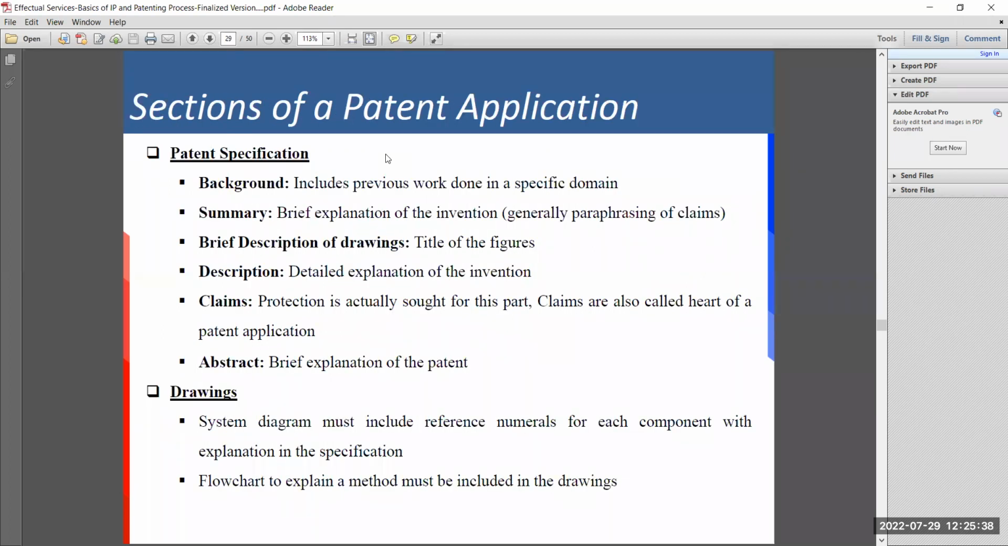So the patent application includes a lot of stuff. There are a lot of sections. Background section is very important, which describes what is being disclosed in the prior art or in the public domain.